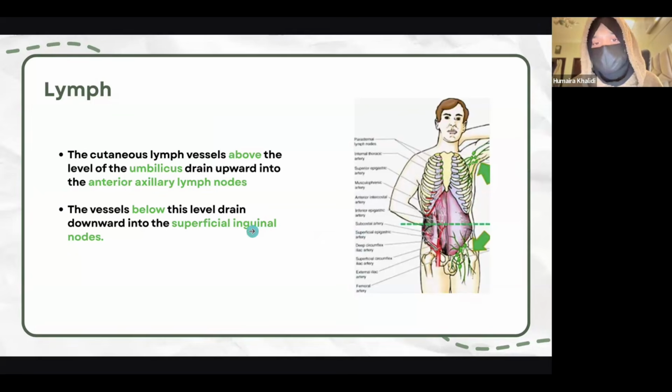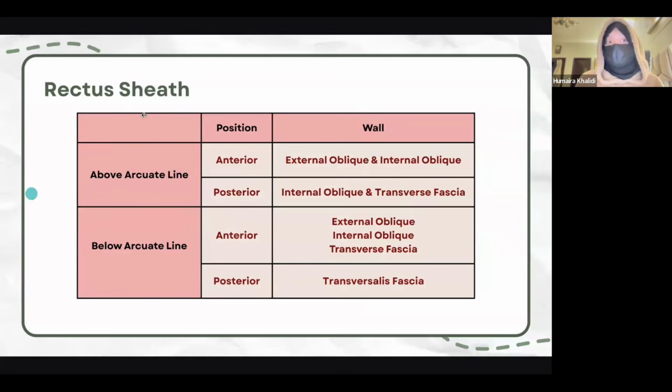Also, question: which part of the anal canal was drained by the median groups of the superficial inguinal nodes? 3, 2, 1. It was the lower half, guys. Good job.